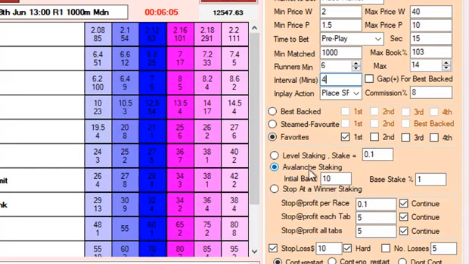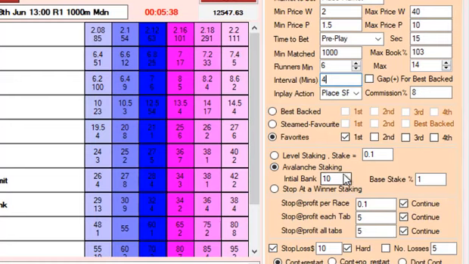The avalanche button is ticked, and there's a link in the other manual that you can have a look at to see exactly how avalanche staking works. Basically, you put in a virtual bank. So in here we've got a £10 bank, and we're betting 1% of the base stake, which would mean we're putting in a 10p or 10-cent bet.